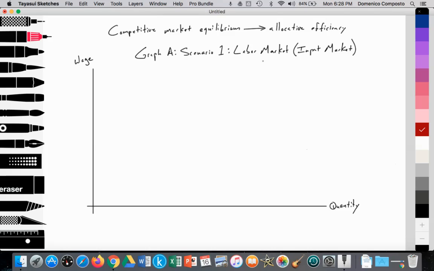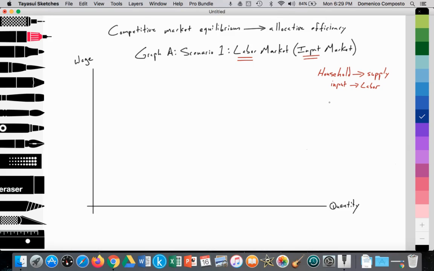Most of the graphs that we use in micro for the IB are output graphs, but on occasion we'll need to use an input graph. So this is an input graph. The input specifically is labor. And it is the household that is the producer or the supplier. The household is supplying key inputs like land, labor, capital, entrepreneurship, and the input in this graph is labor.